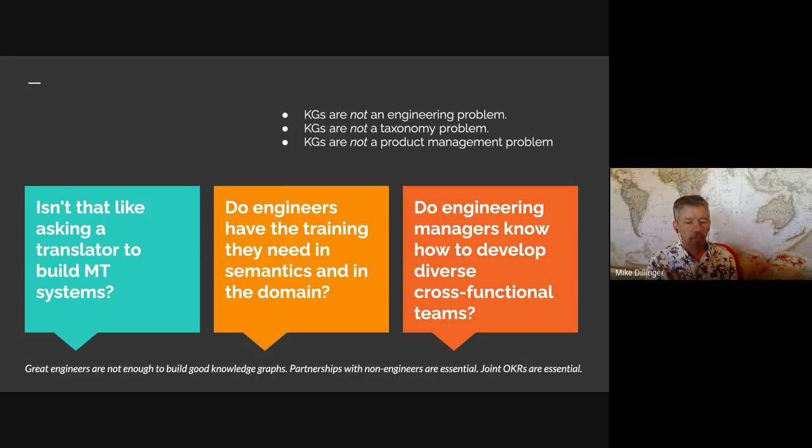So the point I want to make here is great engineers are just not enough to build good knowledge graphs. Partnerships with non-engineers are absolutely essential. And I keep saying joint OKRs are one of the ways to go so that everybody shares ownership.